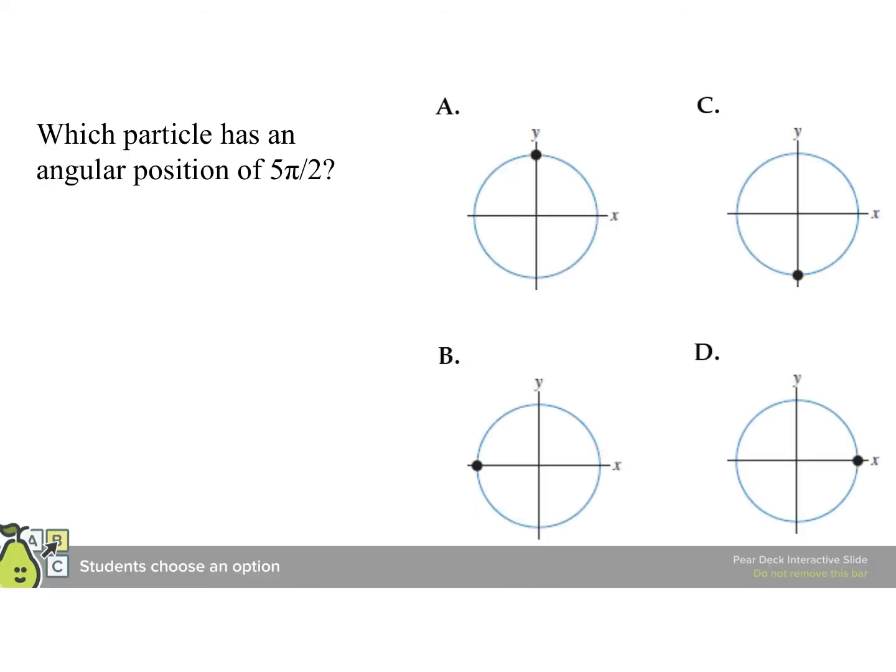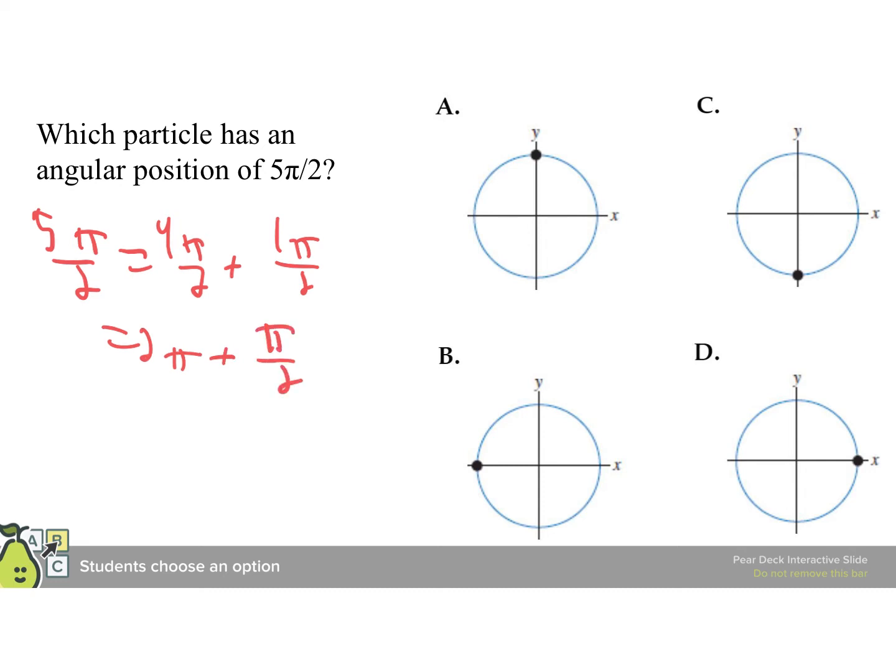All right, so which particle here has an angular position of 5 pi over 2? We start off by saying 5 pi over 2 is 4 pi over 2 plus 1 pi over 2, or 2 pi plus pi over 2. Why do we do that? Because we start on the positive x-axis and we go around 2 pi. Well, that's all the way around once exactly. And then we have left over pi over 2, which is 1/4 of the remaining distance. So we end up as marked here, A.